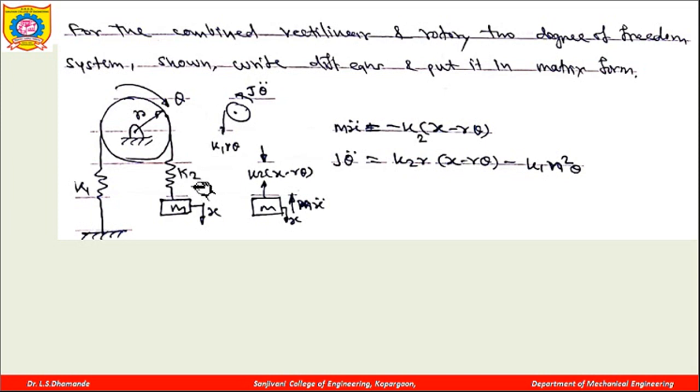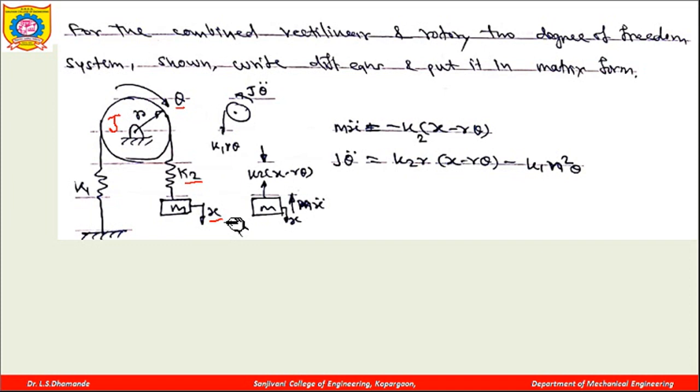is one more spring of stiffness K2, and at the end of this spring K2 there is again a mass M attached. This particular disc has mass moment of inertia J, and this mass is M. So there are two masses, and therefore it is a 2 degree of freedom system. So there will be two displacements, one is theta and another is this x.